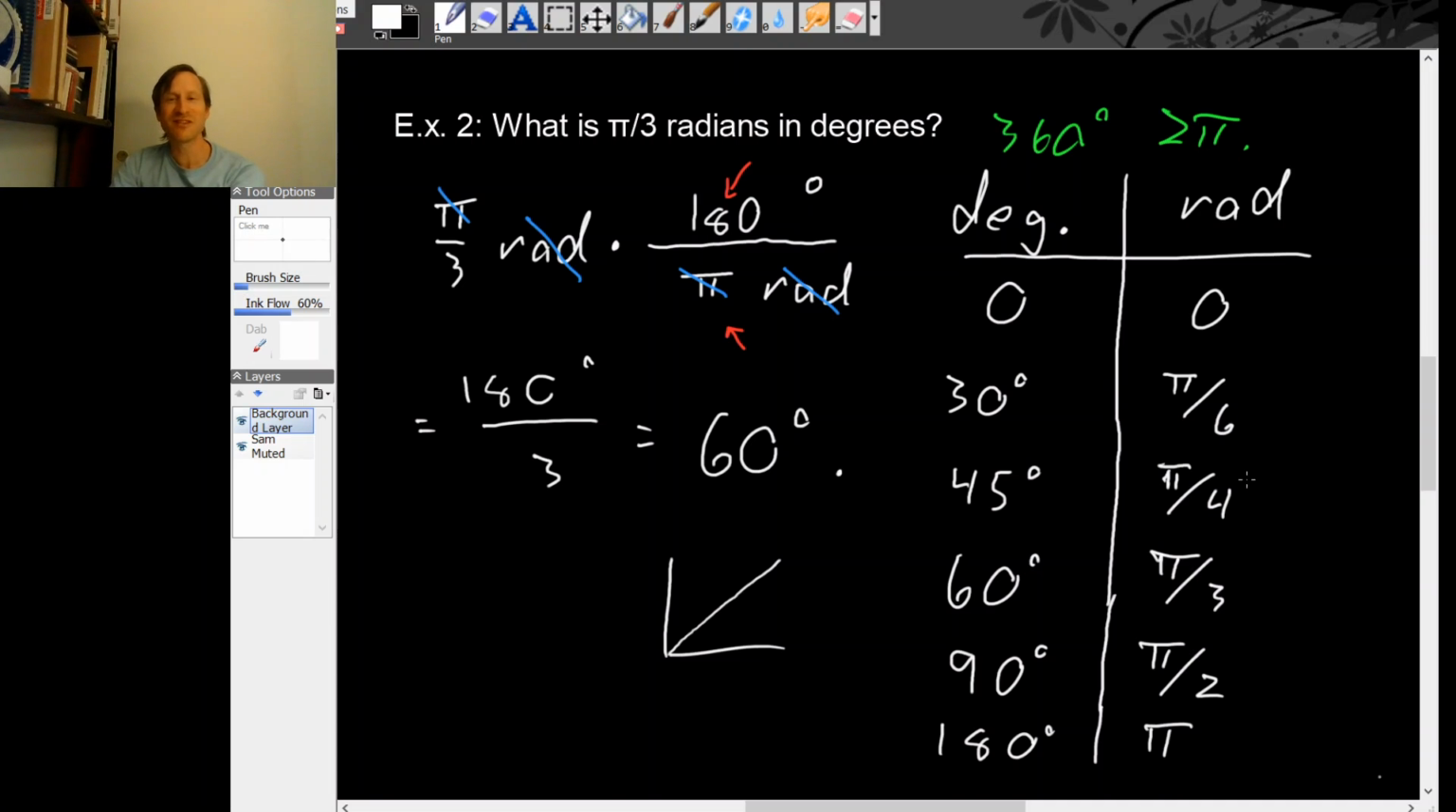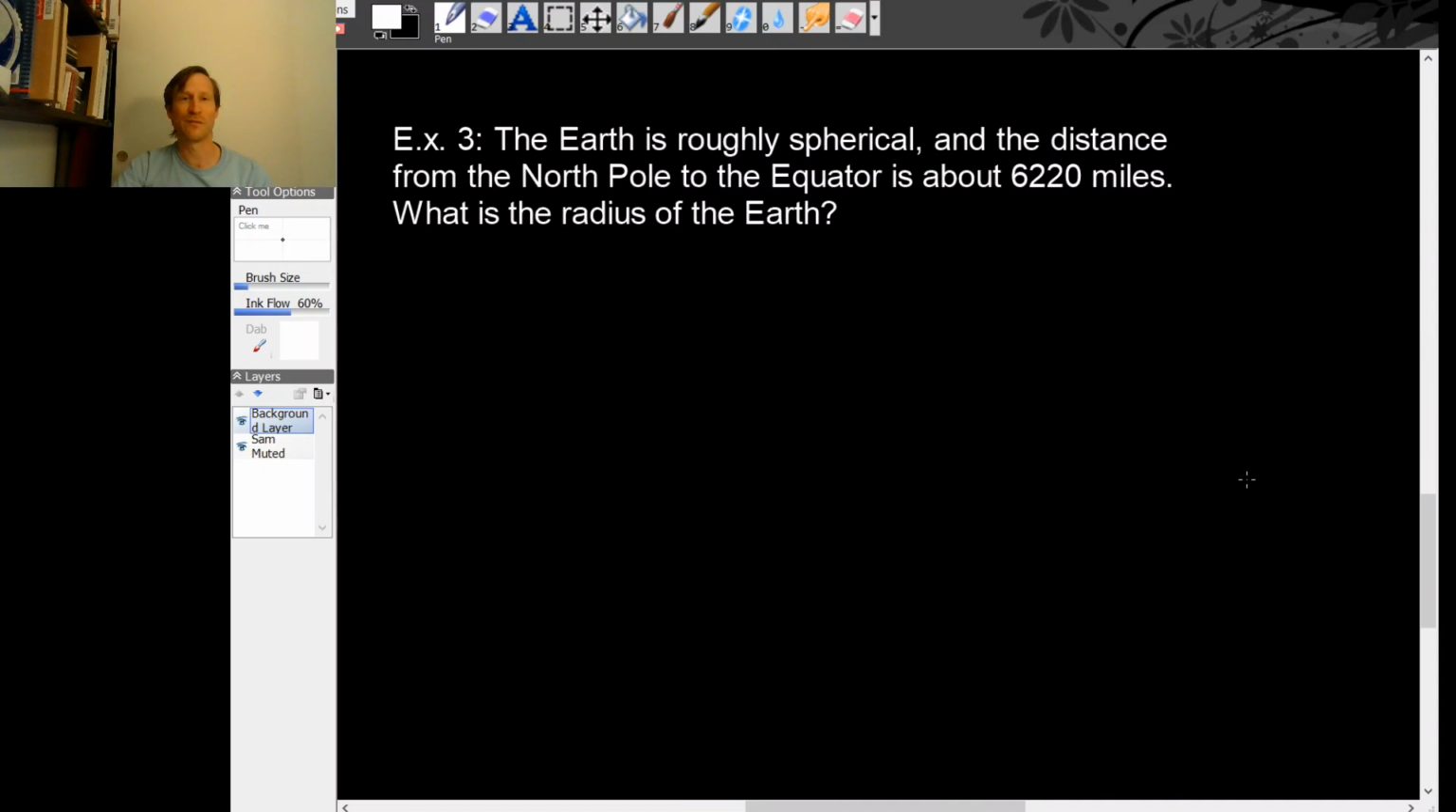So it seems like at this point, we've just made our lives more complicated by introducing a new system of measurement. Why not just use degrees all the time? Well, it turns out that using radians is convenient in situations where geometry is a factor, because radians are defined in terms of geometric quantities. So let's see how that can be useful. So it turns out that the Earth is roughly spherical, and the distance from the North Pole to the equator is about 6,220 miles. Let's use this to find the radius of the Earth.